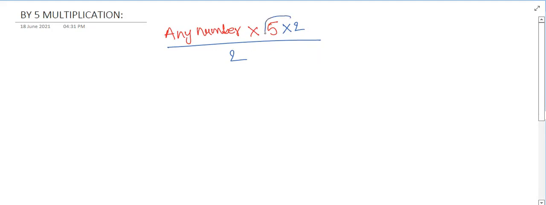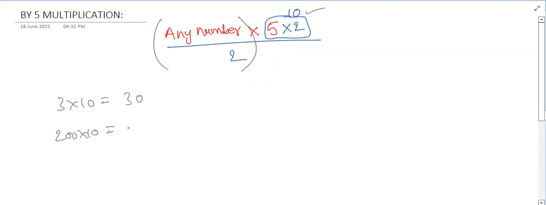Any number into 5, nothing but we can divide by 2. So what about this number now? How much is it? 10. Yes, 10. Means first of all, we can divide the given number by 2. Later, we can multiply by 10. Any number multiplied by 10, suppose 3 into 10, simply write a 0 beside 3. 200 into 10, nothing but writing a 0 beside 200.